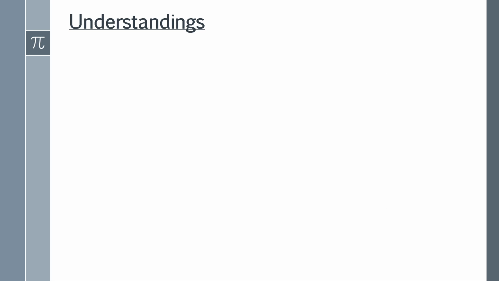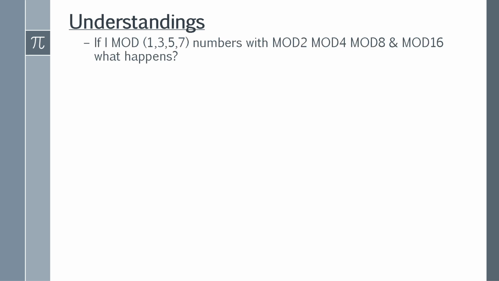Right, so what does that mean? So if I mod a 1, 3, 5, 7 number with mod 2, mod 4, mod 8, mod 16, what is happening? Right, at mod 2 I get the result mod 2 1 for all 4 of those numbers, right? 1, 3, 5, and 7 are going to give me mod 1, right? Because they're odd, and 2, 4, 6, 8 or 0, 2, 4, 6 are going to give you mod 0 or mod 2 0.